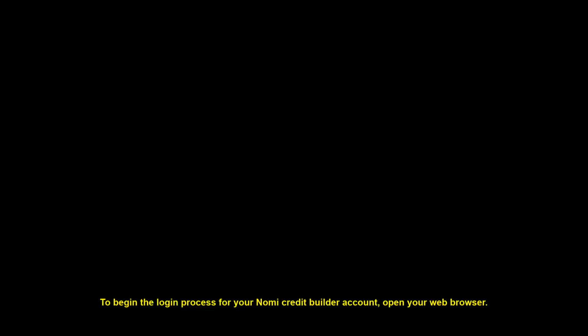To begin the login process for your Nomi Credit Builder account, open your web browser. In the address bar, type in the Nomi website URL and hit enter. When the home page loads, locate the login button, usually found at the top right corner. Click on the login button to be directed to the login page.